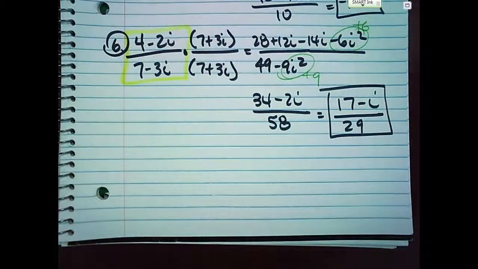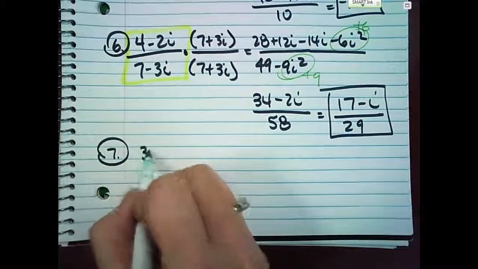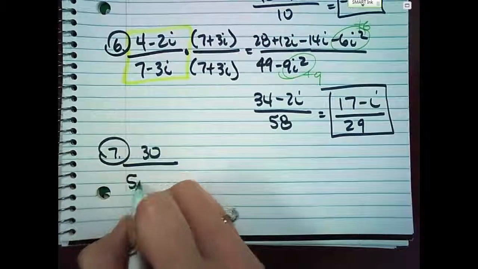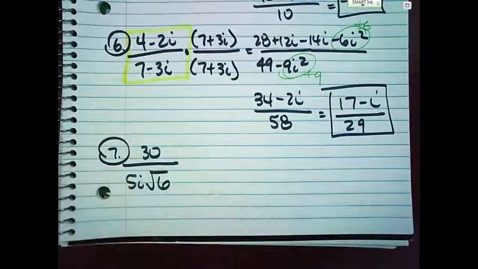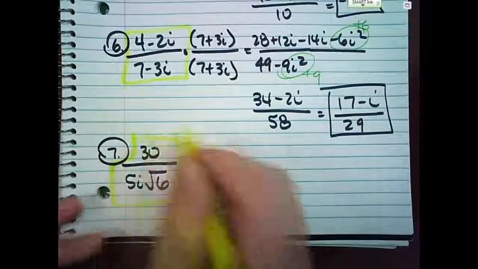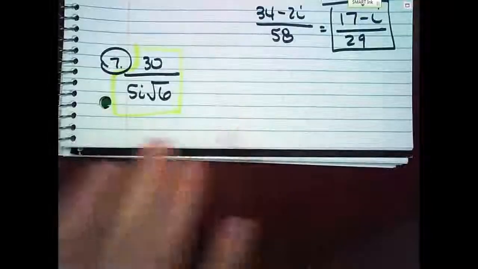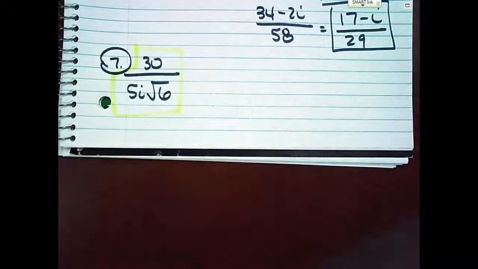Okay, now the last two are different a tiny bit. We have 2 more, 7 and 8. So here's 7. It says 30 over 5i root 6. You don't necessarily do anything different, they just look a little different. Is 5i root 6 allowed in the denominator by itself just to hang out? No. We've got to get rid of the radical and the i.